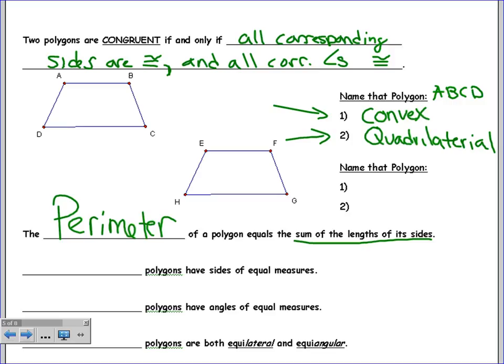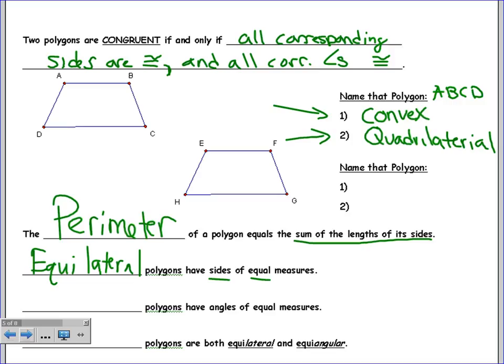Blank polygons have sides that are equal measures. So we're talking about the sides. Equilateral. E, Q, U, I. And here's this word lateral again. It's the same word, equilateral. It's not supposed to look like two words, it's just one word, equilateral. There's an I after the I.